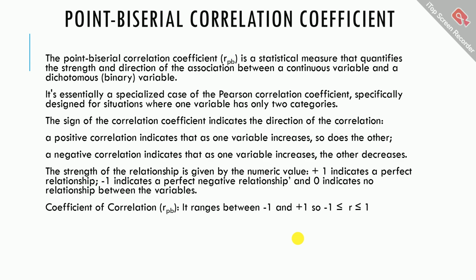It is essentially a specialized case of the Pearson correlation coefficient, which is specifically designed for situations where one variable has only two categories. The sign of the correlation coefficient, as I mentioned earlier, indicates the direction of the correlation. If the sign is negative, then there is a negative correlation between the two variables, and if the sign is positive, then when one variable increases, the other also increases, so there is a positive correlation between the two variables.